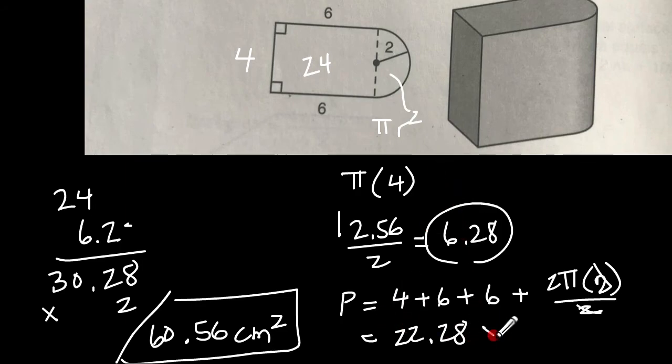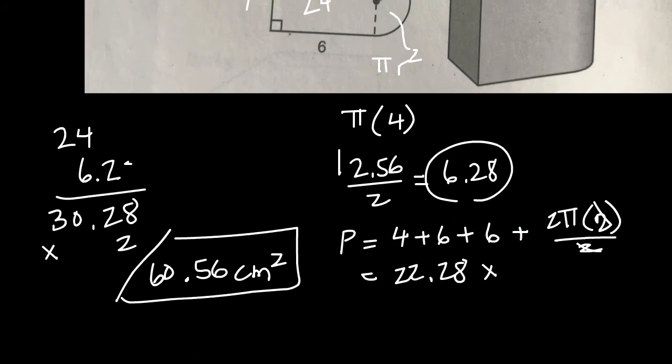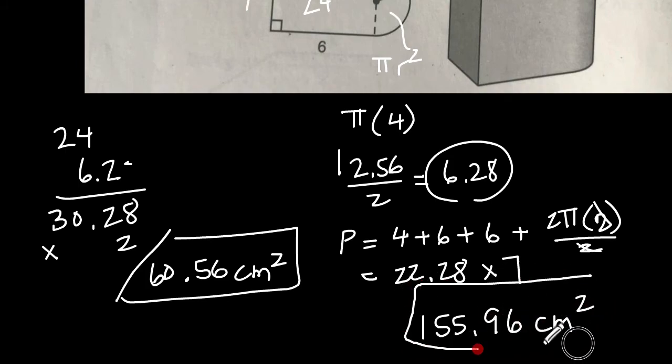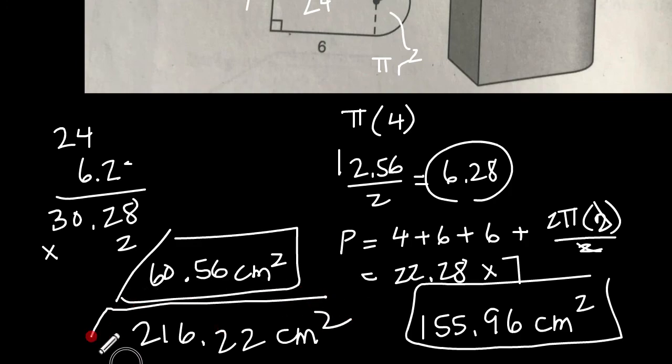I'm going to take the perimeter times the height. The height is 7. So times 7, and we get 155.96 centimeters squared. We're going to add these 2 together, and that's the total surface area, plus 60.56. And we get 216.22 centimeters squared is the surface area.